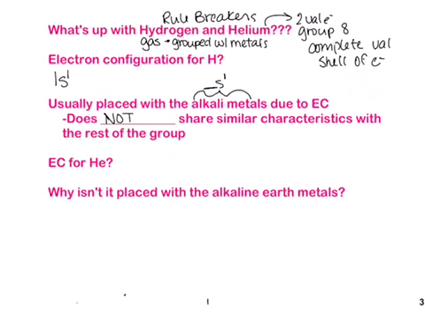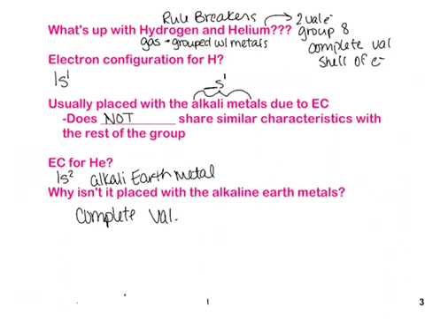So when we look at the electron configuration for helium, again, we can see that it would make sense for it to be placed with the alkali earth metals because of the 2s. However, it isn't placed with the alkali earth metals because it has a complete valence level of electrons. And that's a characteristic of the noble gases, or group 18.